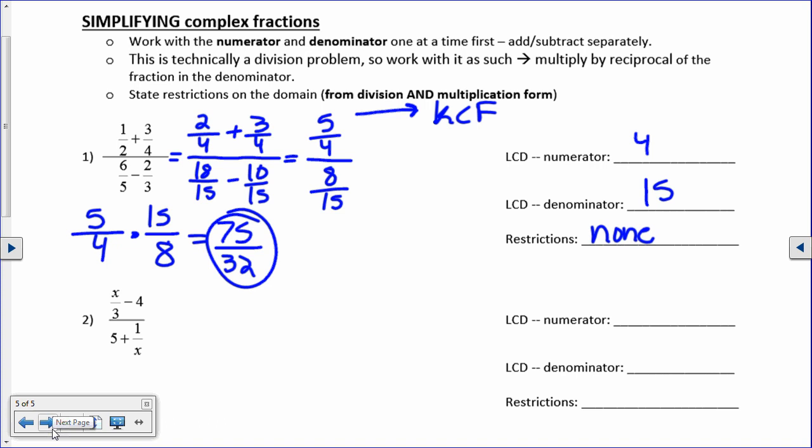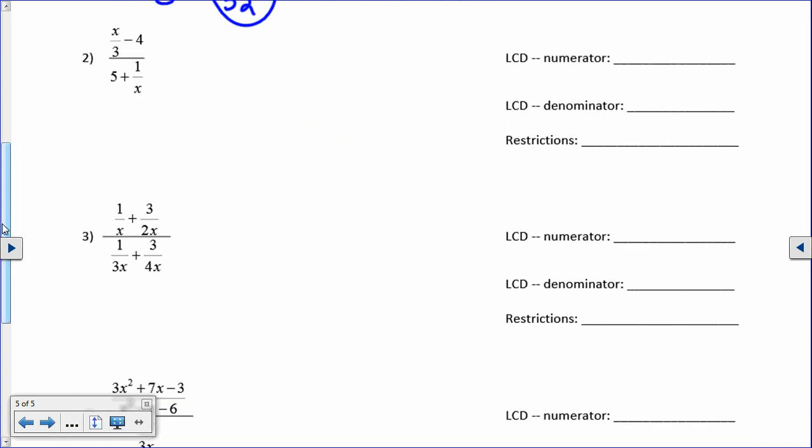Okay. Next one. Again, we're going to just look at the top for a second. This one's interesting because they've written a fraction and then a non-fraction, right? When they do that, you want to turn the non-fraction into a fraction. So how can I write 4 as a fraction? Right, 4 over 1. That will make it a little bit easier for us to understand what's going on here.